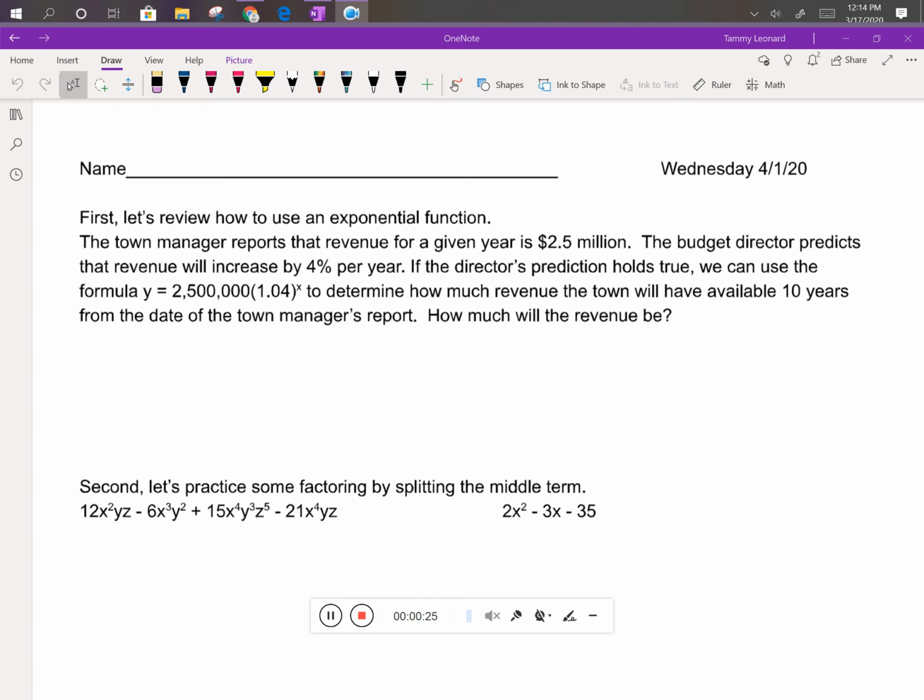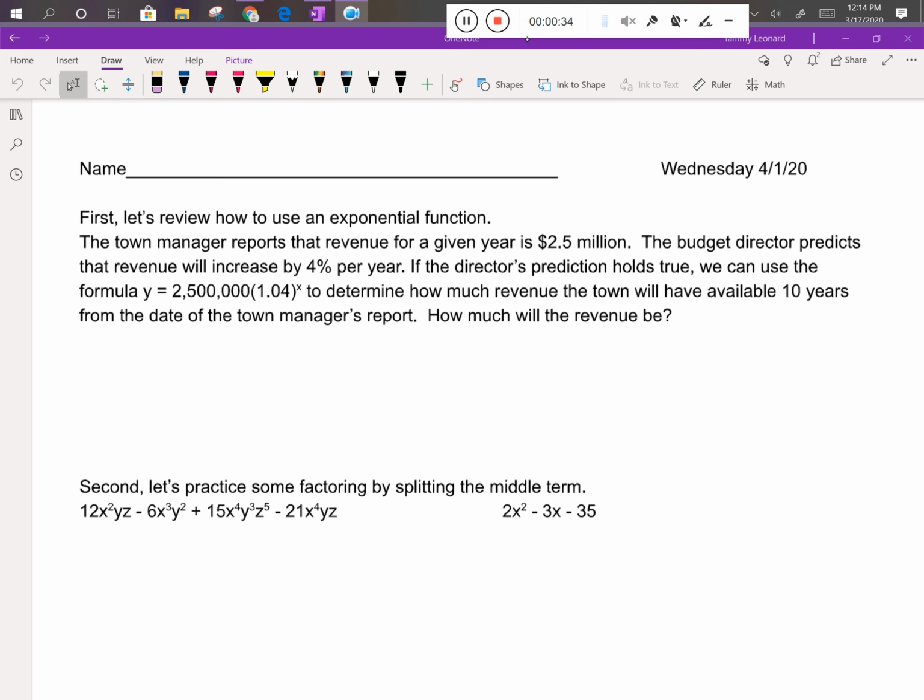and the budget director predicts that the revenue will increase by 4% per year. If the director's prediction holds true, we can use the formula y equals 2,500,000 times 1.04 to the power of x to determine how much revenue the town will have available 10 years from the date of the town manager's report. And we're asked how much that revenue will be.